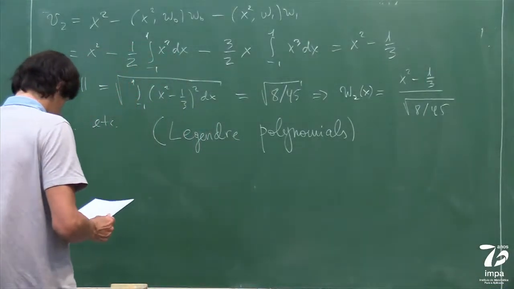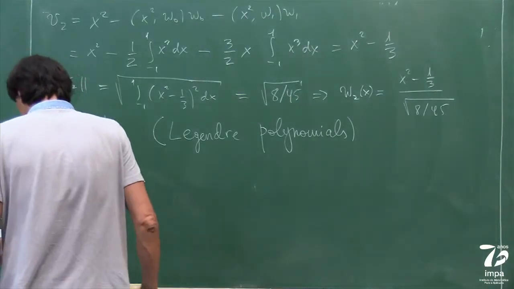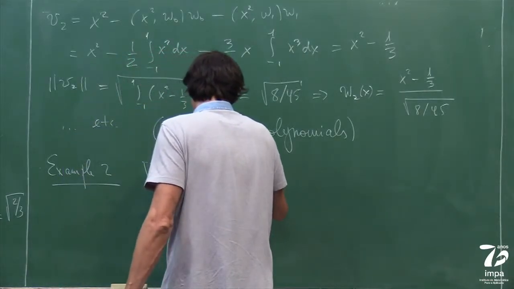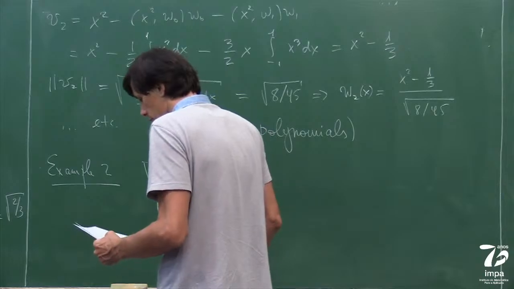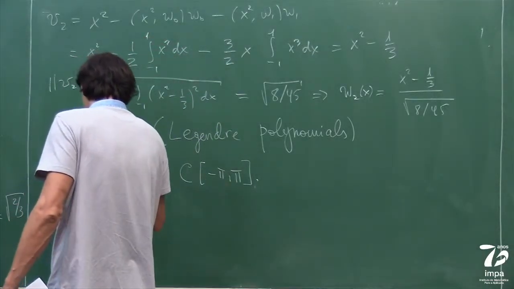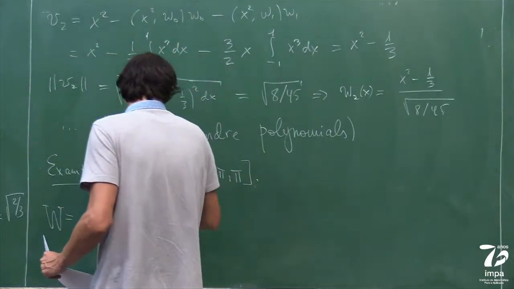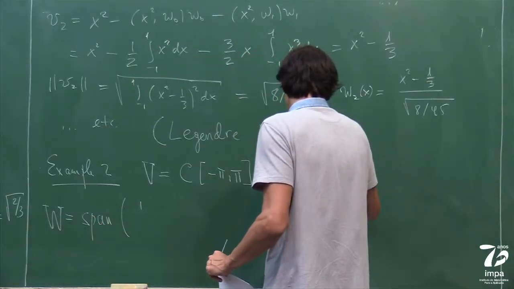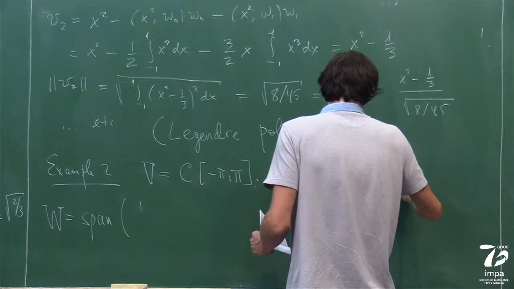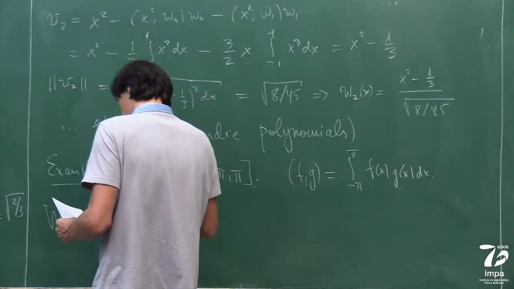And the next example of an orthonormal basis, usually you do it on a space, let's say continuous functions from minus pi to pi, and then you take the approximation space as a span of, and I already give you the orthonormal basis, with the same type of inner product, the integral from minus pi to pi of f(x) g(x) dx. So the span of the following functions.